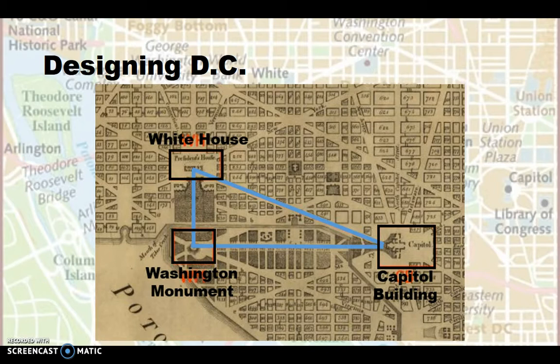L'Enfant initially designed Washington, D.C. so the city plan focused on the Capitol and the presidential residence, and also so the intersections could be the locations of monuments and fountains. L'Enfant's design centered around a right triangle, which had the presidential mansion as the northwest corner, the Capitol building as the southeast corner, and the Washington Monument as the southwest corner. The famous Pennsylvania Avenue plays the role of hypotenuse of the right triangle. Fun fact, the angle formed at the Capitol building measures 19.5 degrees.